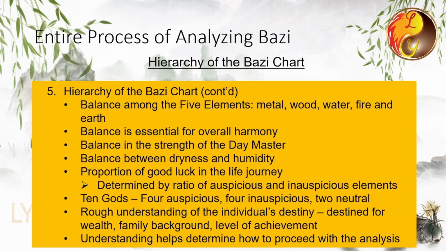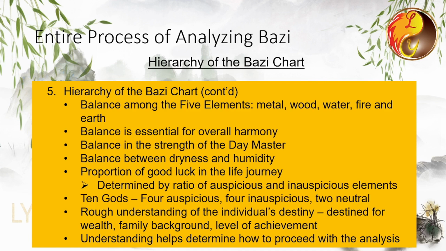Furthermore, we look at the proportion of good luck in the life journey, which is determined by the ratio of auspicious and inauspicious elements during major life periods. We have previously discussed the concept of 10 gods, which include 4 major auspicious gods, 4 major inauspicious gods, and 2 neutral gods. If a person has too many inauspicious gods, their life might be challenging. Conversely, if they have more auspicious gods, they are likely to experience more favorable events.